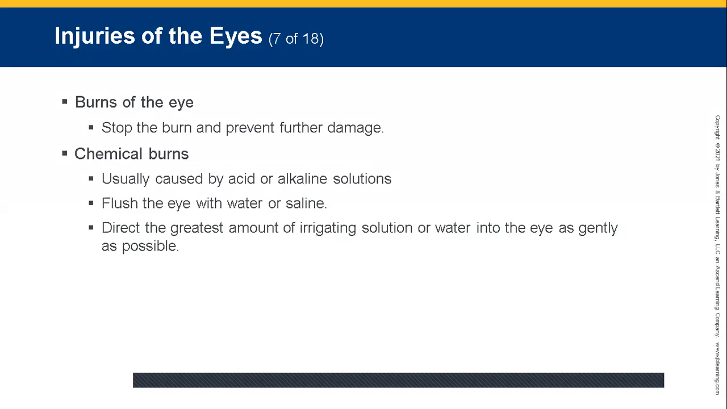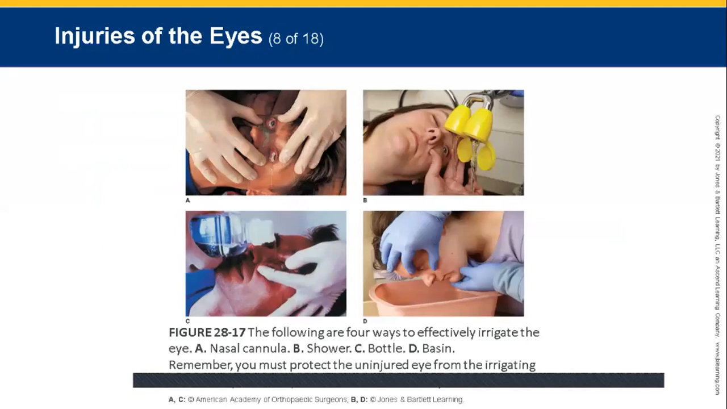Burns of the eye: stop the burn and prevent further damage. Chemical burns are usually caused by acid or alkaline solutions. Flush the eye with water or saline. Direct the greatest amount of irrigation solution or water into the eyes as gently as possible. I have different methods for that.